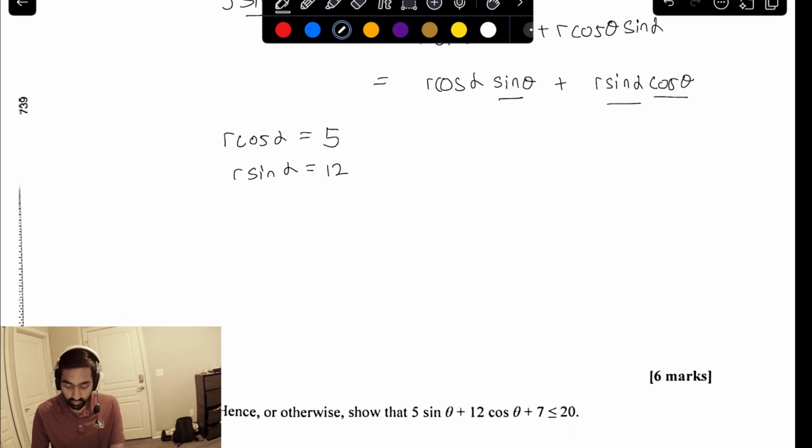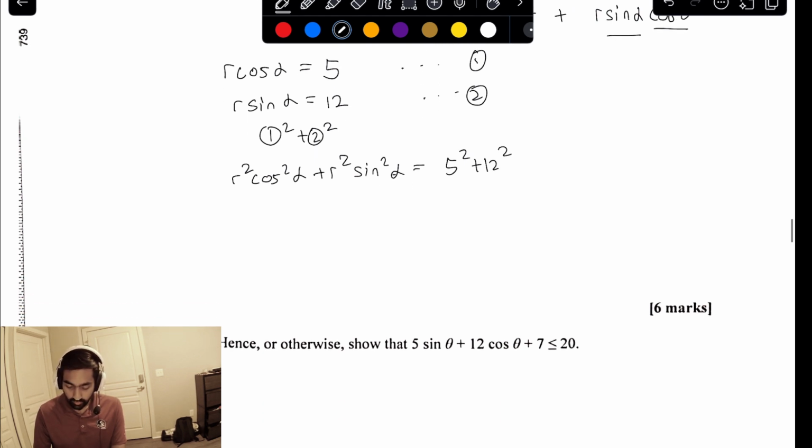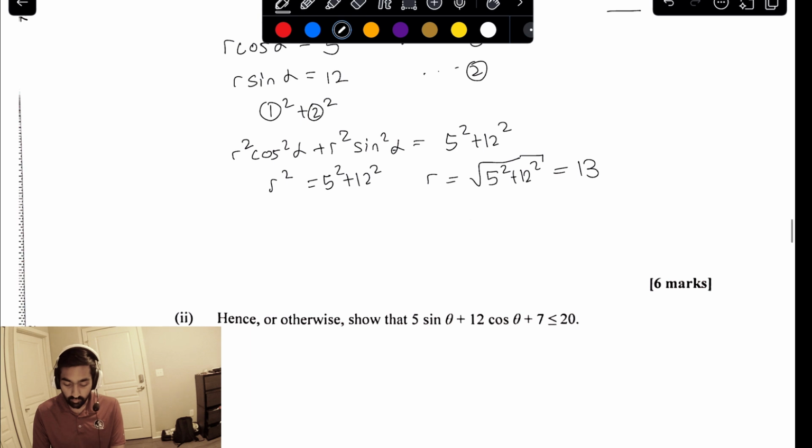Let's say this is equation 1, and this is equation 2. If I do 1 squared plus 2 squared, I get r squared cosine squared alpha plus r squared sine squared alpha equals 5 squared plus 12 squared. And we know that cosine squared alpha plus sine squared alpha is always 1. So r squared is equal to 5 squared plus 12 squared, which means r is the square root of 5 squared plus 12 squared. If you put this in the calculator, you get 13. So that's r. And then what's alpha?